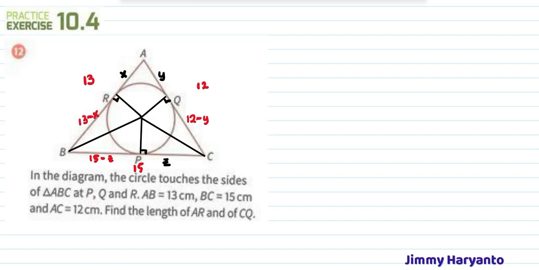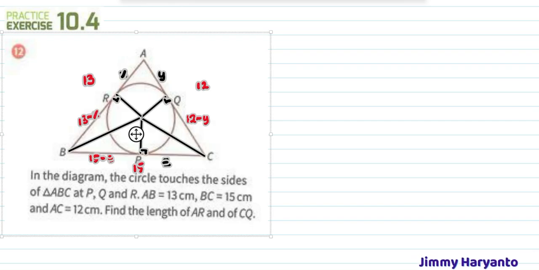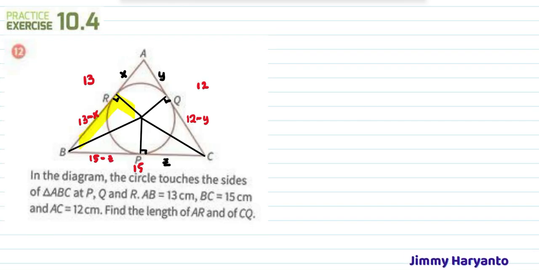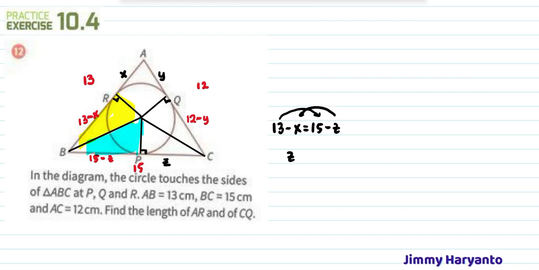Yeah, and if you realize, this triangle and this triangle are exactly the same. Yeah, it's the same size. That means 13 minus x will be equal to 15 minus z. 13 minus x equals 15 minus z. If we simplify this, you move the 13 and you move the z, you'll have z minus x equals 2. Okay, just leave it like that, and then we go to the next one.